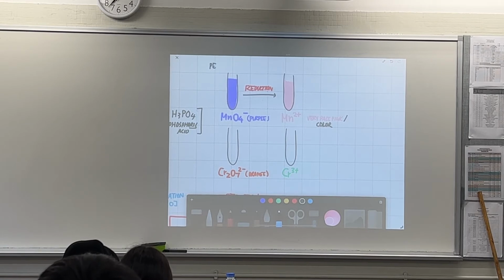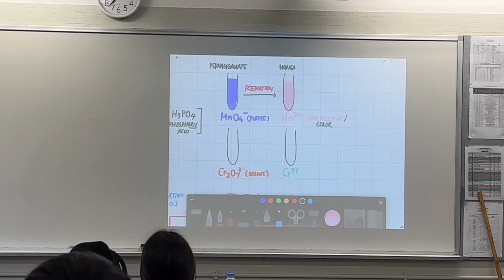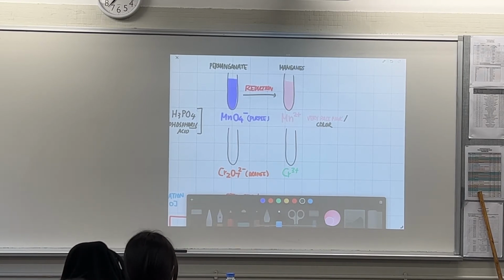This is permanganate. It is purple. It will be turned into manganese. Don't spell magnesium. I see a lot of students confusing Mn for magnesium. It is not magnesium. Magnesium is Mg. Manganese is Mn. So write manganese 2, as this is a transition metal. This one we call dichromate. And this one we call chromium 3 ion. So chromium, Roman number 3.